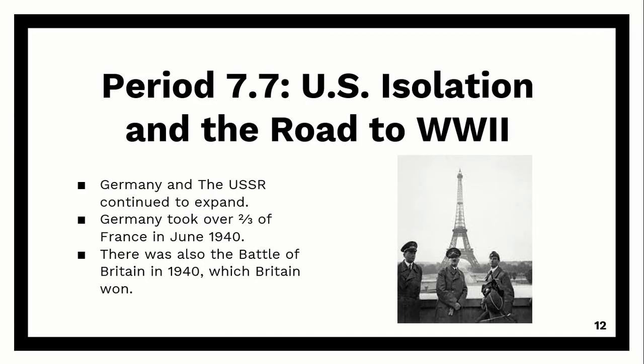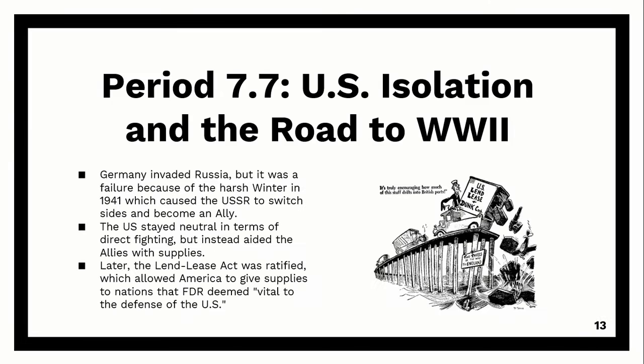Germany and the USSR continued to expand during this time. Germany took over 2/3 of France in June of 1940. However, there was a Battle of Britain in 1940, which Britain won, and the Allied forces used it as a platform to attack Germany in later dates. Germany invaded Russia, but it was a failure because of the harsh winter in 1941, which caused the USSR to switch sides and become an ally since Germany had violated their pact.